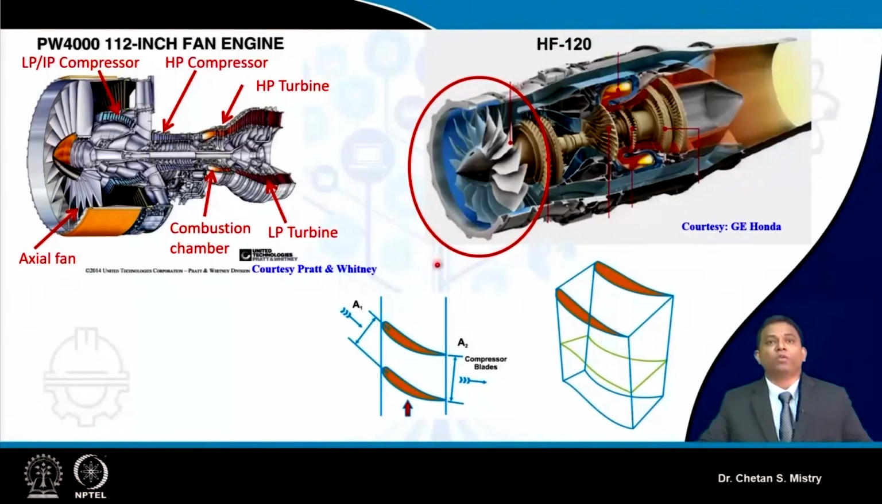Now if you compare these two fans, they have different aspect ratios. This one is a lower aspect ratio blade, and the Pratt & Whitney engine you are looking at has a higher aspect ratio blade. So the phenomenon is that you need to manage your flow within the blade passage in such a way that you try to avoid the flow separation happening within this passage.